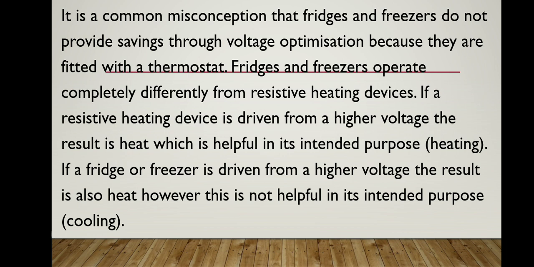It is also a common misconception that fridges and freezers do not provide savings through voltage optimization because they are fitted with a thermostat. Fridges and freezers operate completely differently from resistive heating devices. A resistive heating device driven from a higher voltage produces heat, which is helpful to us in its intended purpose, heating. If a fridge or freezer is driven from a higher voltage, the result is also heat. However, this is not helpful in its intended purpose, cooling.